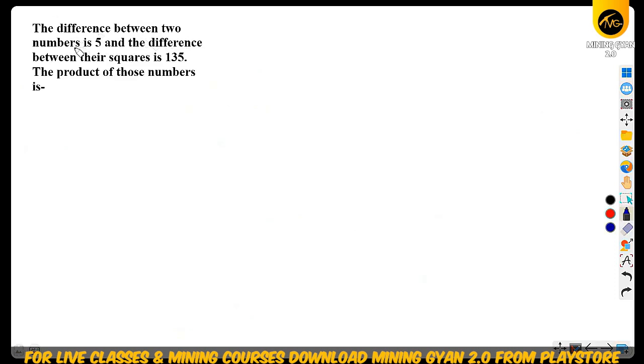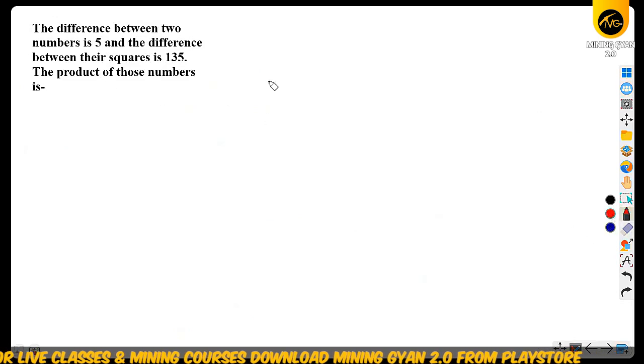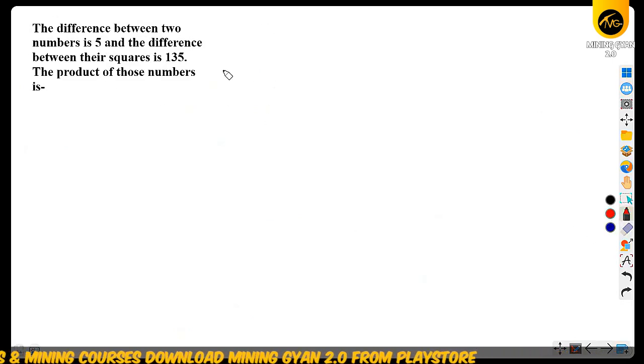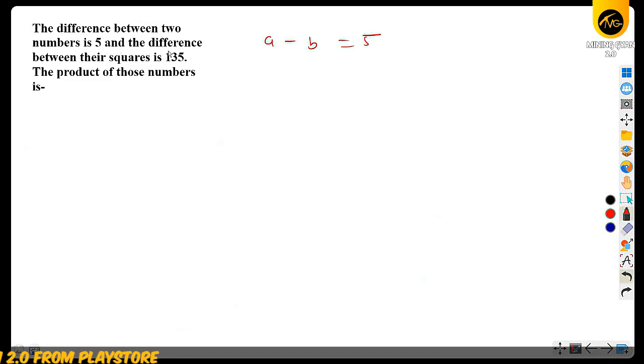The difference between two numbers is 5 and the difference between their squares is 135. The product of those numbers is? Now suppose the difference between two numbers, A minus B, is again 5. Now the difference between their squares, that means A square minus B square, is 135.